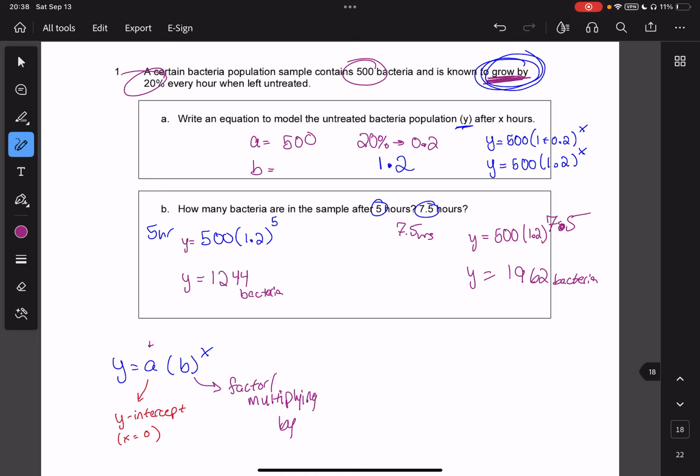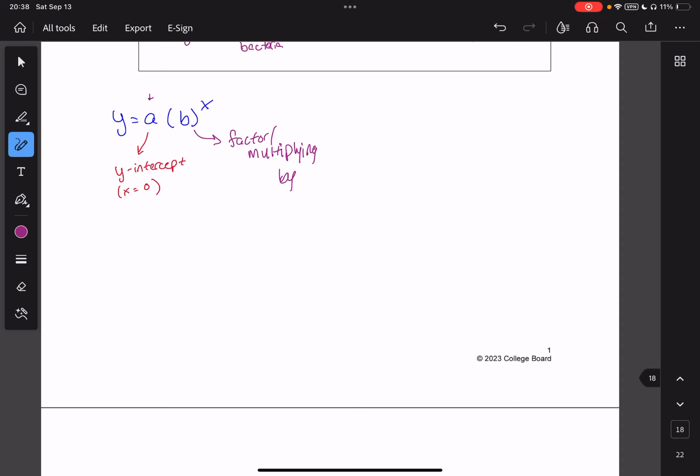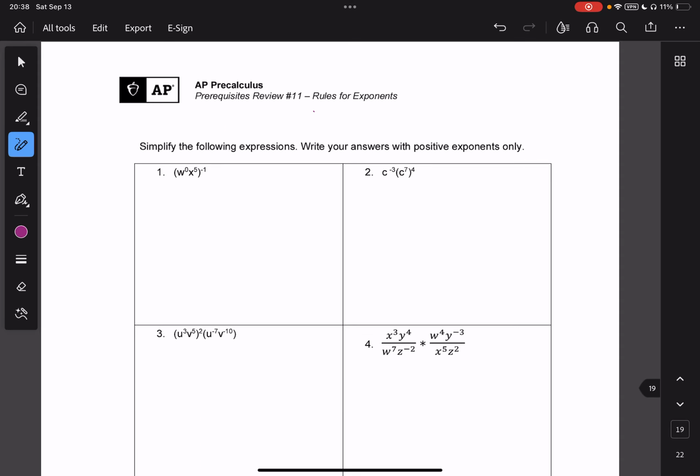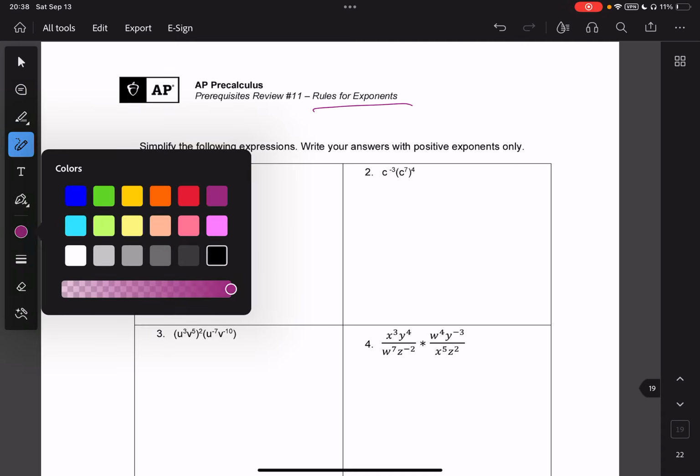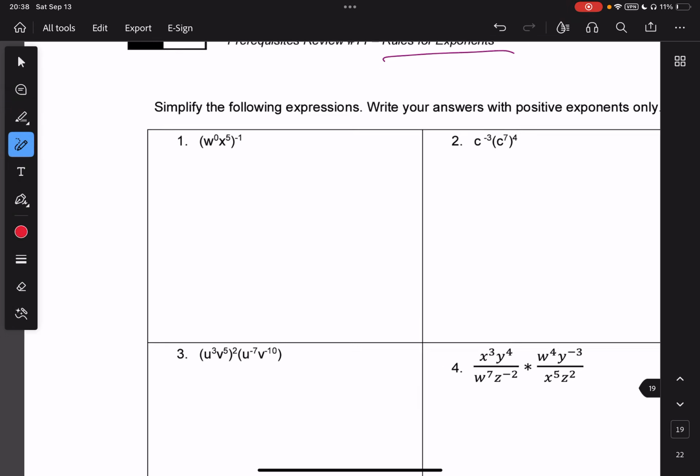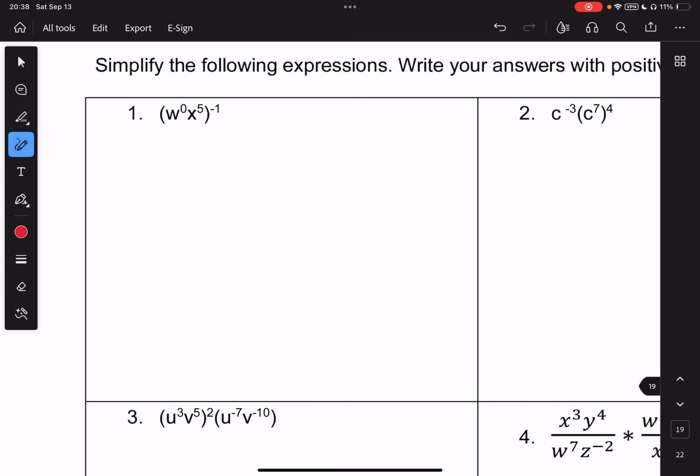Okay, so now we're going to go on to prerequisite number 11. Prerequisite number 11 are exponent rules. So this one, again, is just pretty straightforward. It's just if you know the rules, then you know the answer. If you don't know the rules, then you need to study, because you just have to know the rules. So when we have an exponent and we have it in our parentheses, we multiply it. So what this looks like is w to the 0 times -1 times x to the 5th times -1.